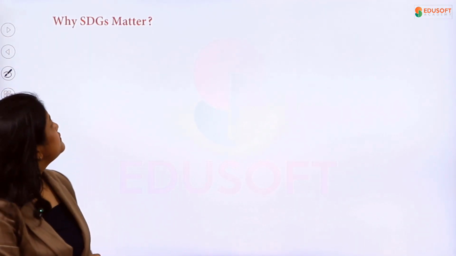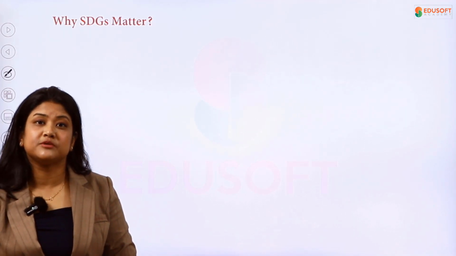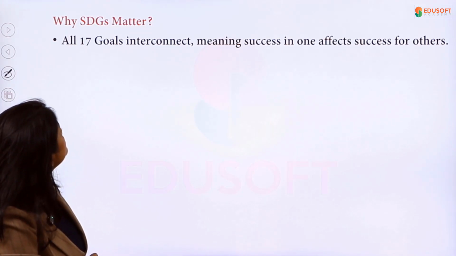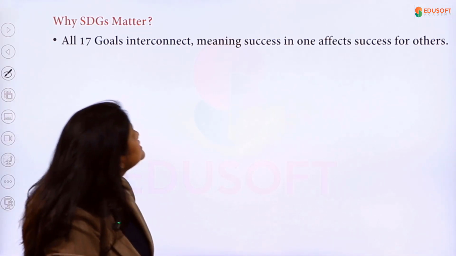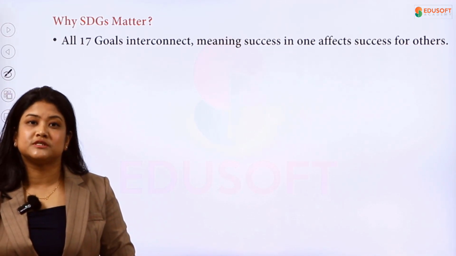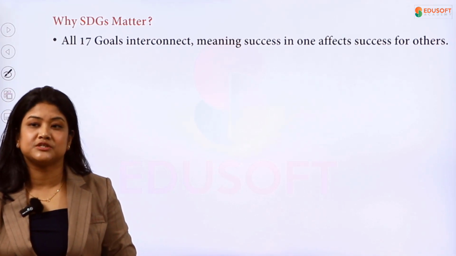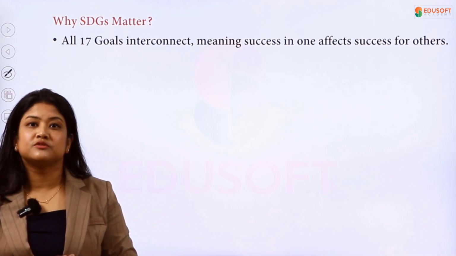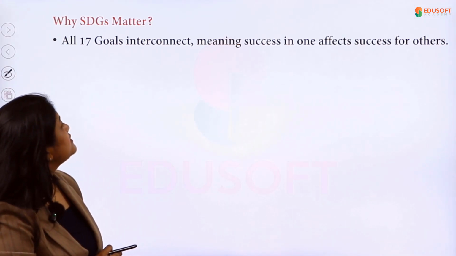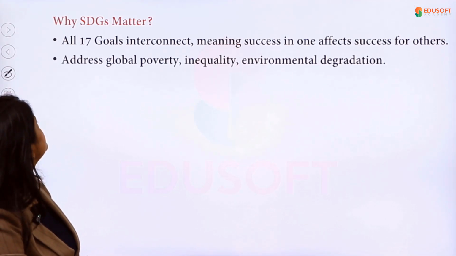So let's find out why SDGs matter. Why do sustainable development goals matter? All 17 goals interconnect, meaning success in one affects the success of others. Since all these goals are interconnected and none of the goals work in isolation, the success of one affects the success of others.